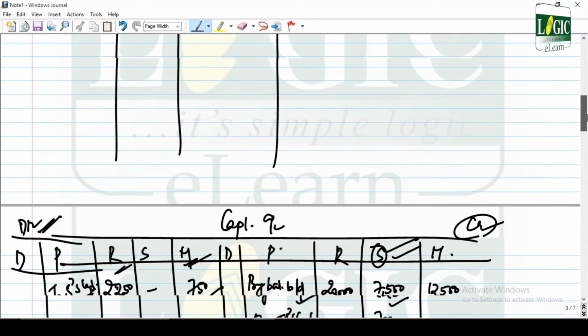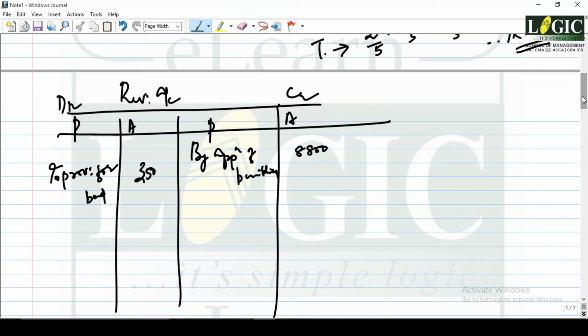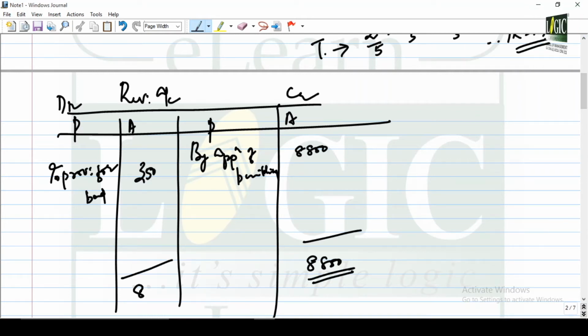Now we will see how to close the revaluation account. 8800 is the heavier total on both sides. So what is the difference? 8800 minus 350, that is 8450. So it ended up as a revaluation profit.